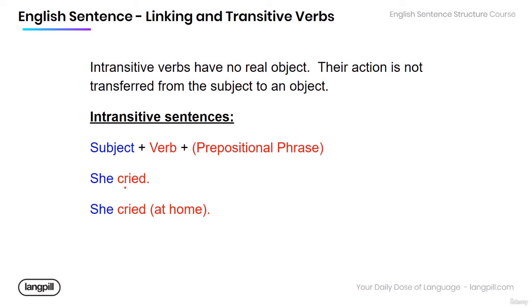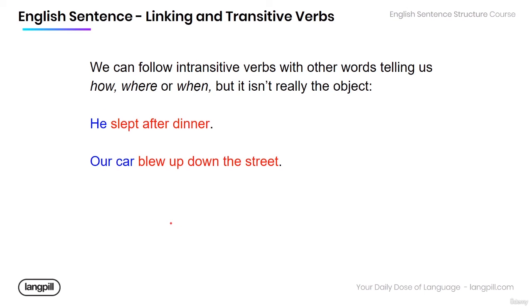She cried. We can also add more information, and there's still not an object. She cried at home. Okay? At home is a prepositional phrase. It is not the object, actually, because the home is not receiving the crying, right? At home is just where she cried. So this isn't considered an object. And again, we can follow these intransitive verbs with other words, and they're not the object. They just tell us things like how, where, or when. Okay? But they're not really the object.